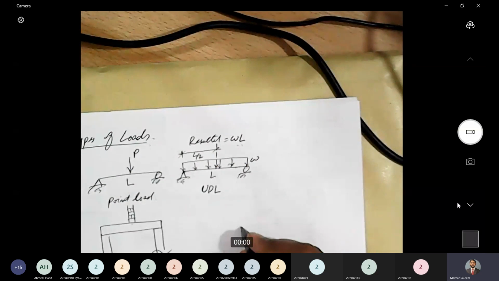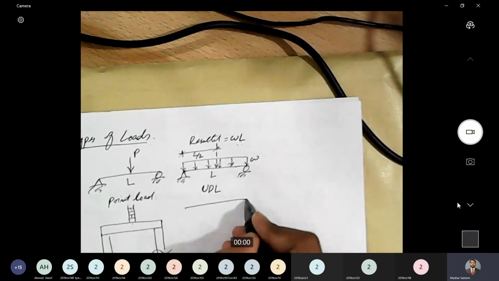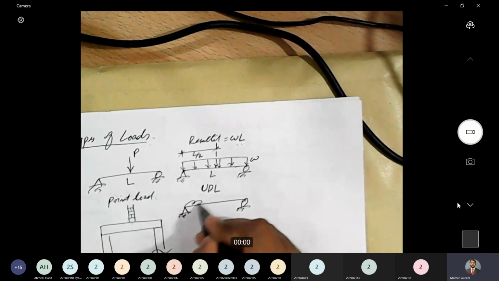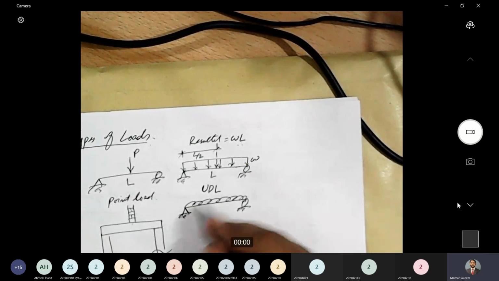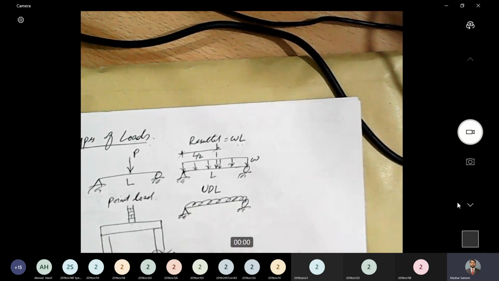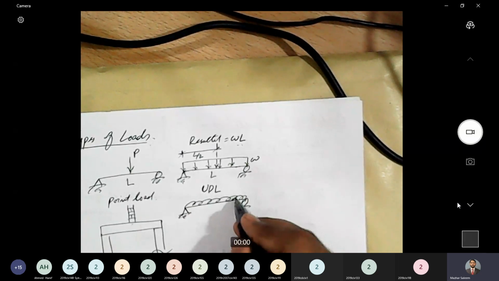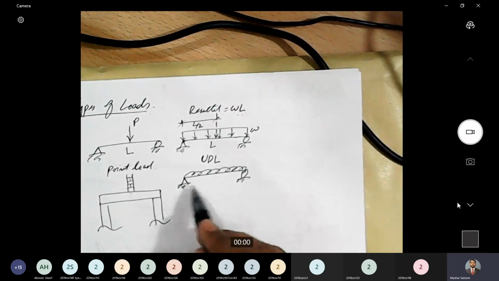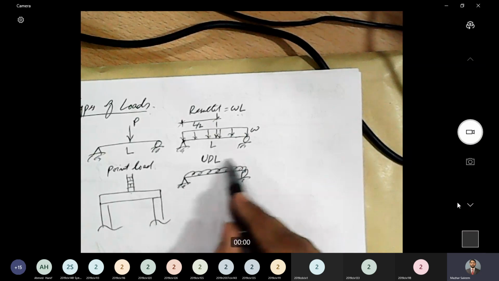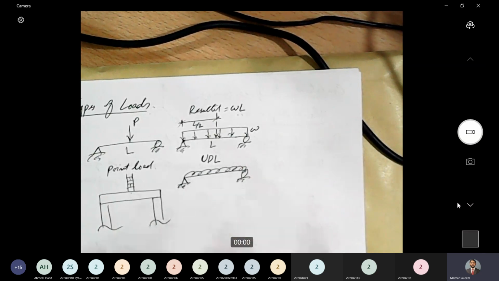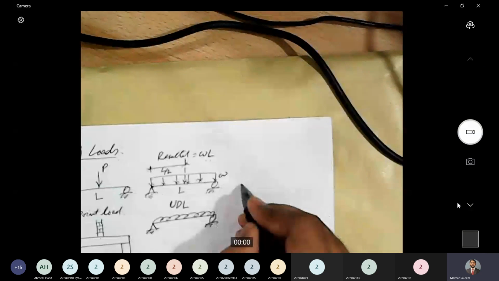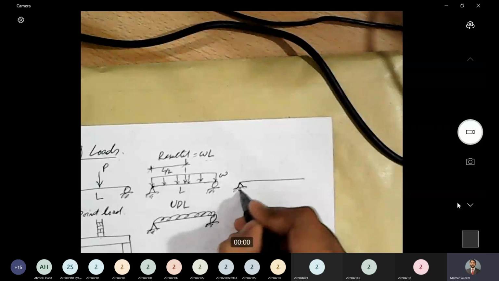L/2. Another way of representing a UDL is a quicker way. Whenever we solve numericals manually, we just show this type of symbol. That means a UDL. In real structures, if we have a beam and a wall of constant height is constructed over that beam, that will be an example of a uniformly distributed load. And the third type is varyingly distributed load.